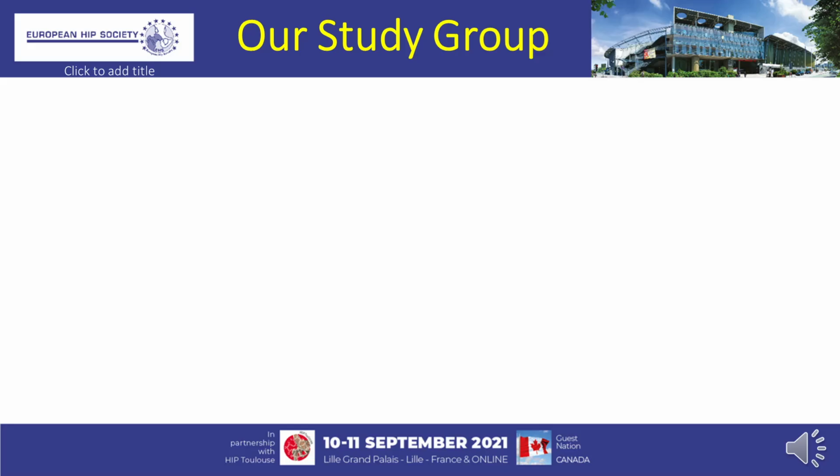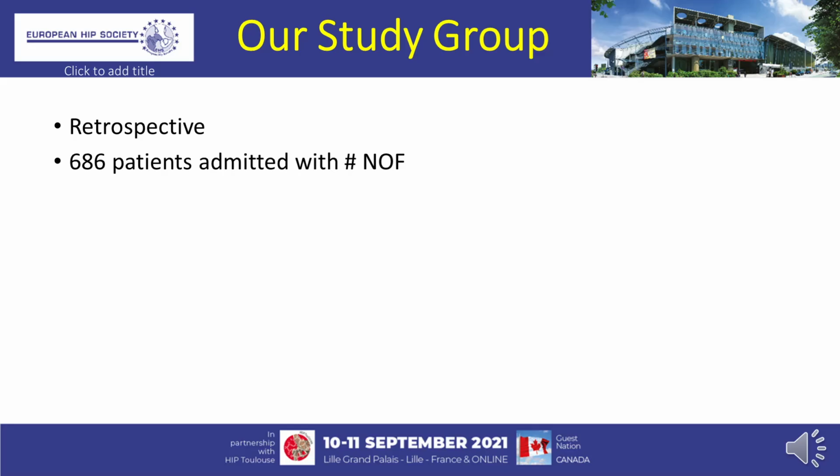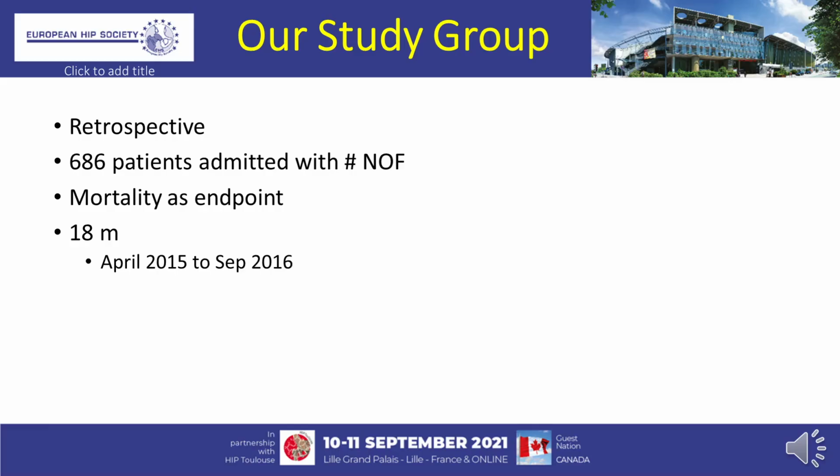We did a retrospective analysis of the Compass Score of 686 patients on admission and mapped their short-term and long-term outcome being mortality, as this is a clearly identifiable endpoint. The period we covered was for 18 months between April 2015 and September 2016. All patients had a virtual follow-up and through the electronic medical records.